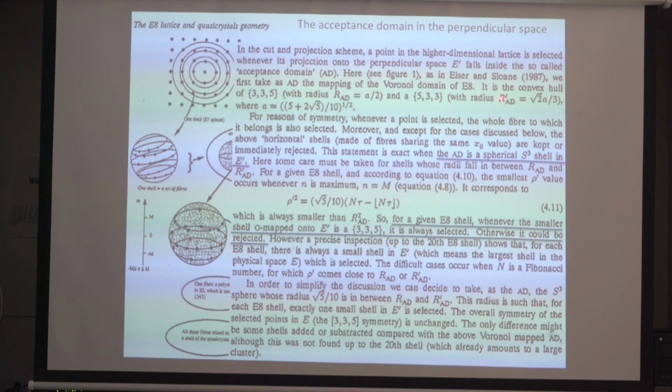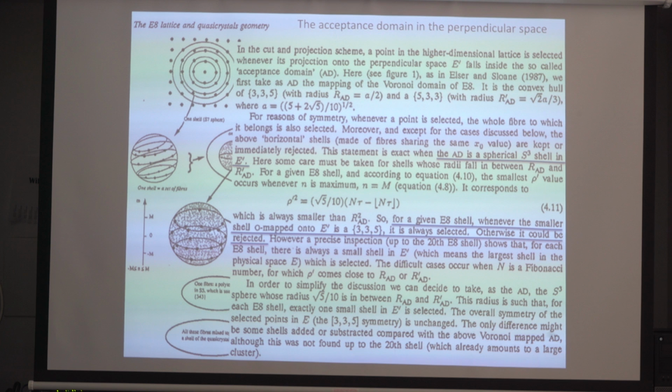For E8, for reasons of symmetry, whenever a point is selected, the whole fiber to which it belongs is also selected. Otherwise, it would break the symmetry that we already set up. Do you understand? All the points on the same fiber are the same distance from the point that we stereographically project, so it's asymmetric and arbitrary to not include everything on that fiber.